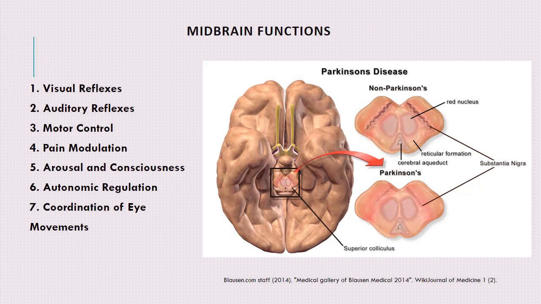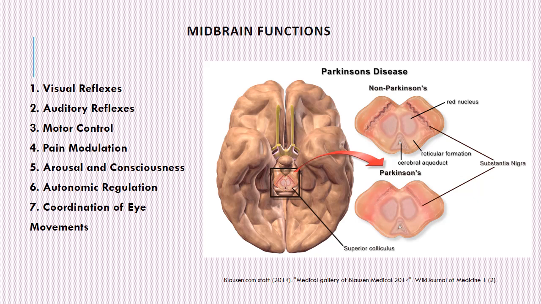Parkinson's results from the death of dopamine releasing neurons in the substantia nigra. It is seen by the loss of dark neuromelanin in the lower inset in the diagram on the right. The red nucleus helps coordinate fine motor control and limb movements.